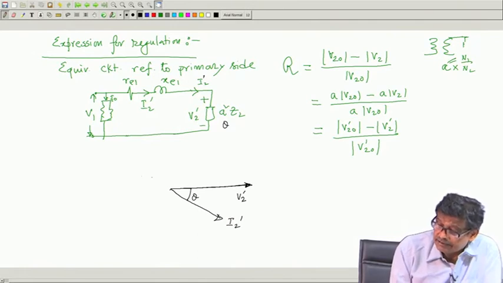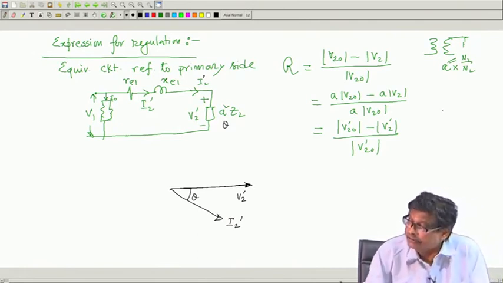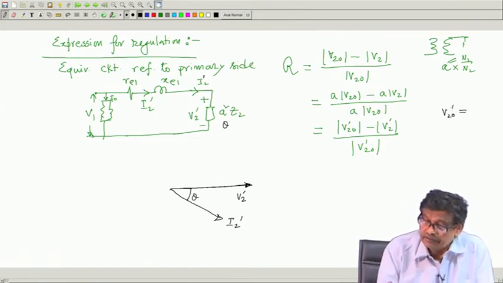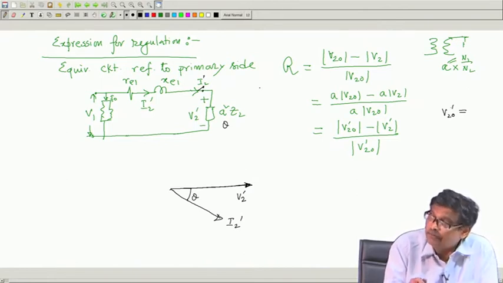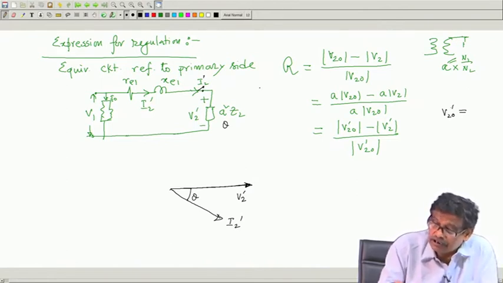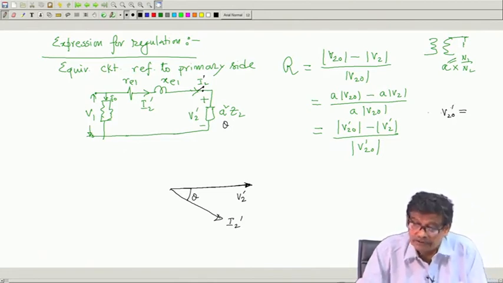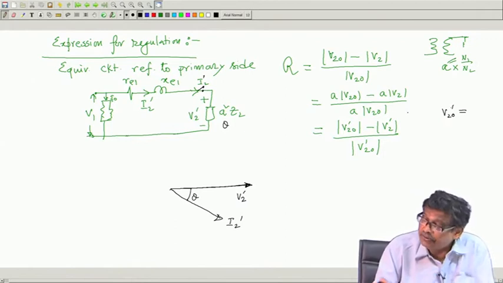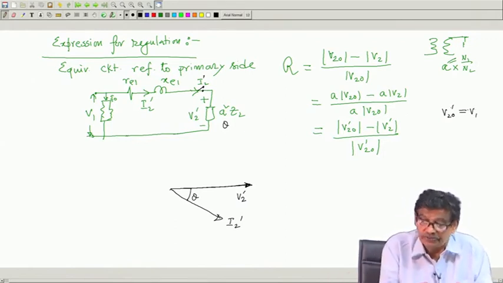Then you can easily see V 2 dashed 0 is what? V 2 dashed 0, that means with this switch open in this equivalent circuit also, when this is open, V 2 dashed 0 will be nothing but V 1. This voltage will come here as there will be no current. I think this point must be understood. So, V 2 dashed 0 is nothing but V 1 itself, magnitude of this supply voltage.